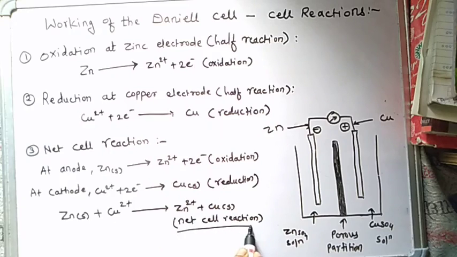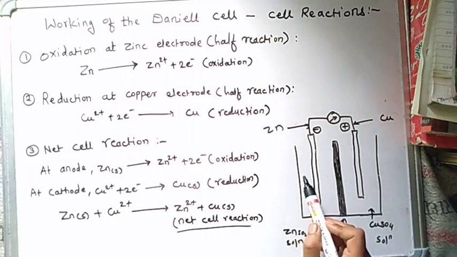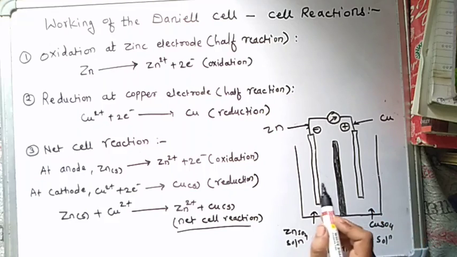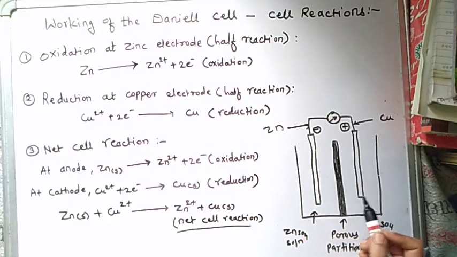This is the overall net cell reaction, and it is the convention that the current in the external circuit is considered to flow from the positive to the negative electrode, that is from the copper to the zinc electrode. Current flows from the positive to the negative electrode, although the electrons are flowing through the wire in the opposite direction.